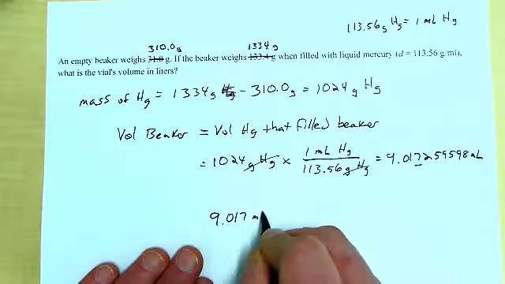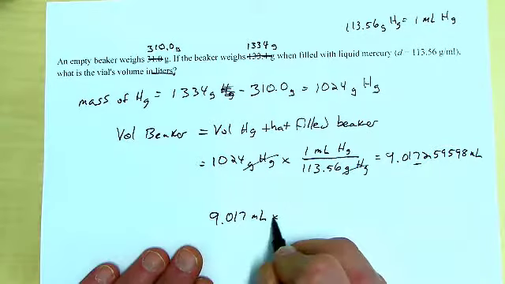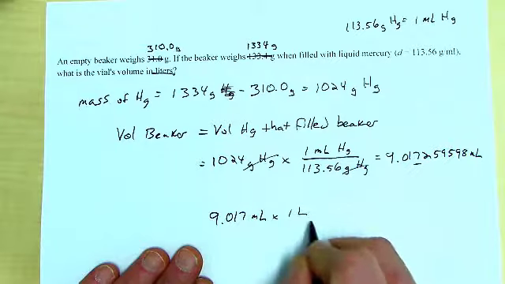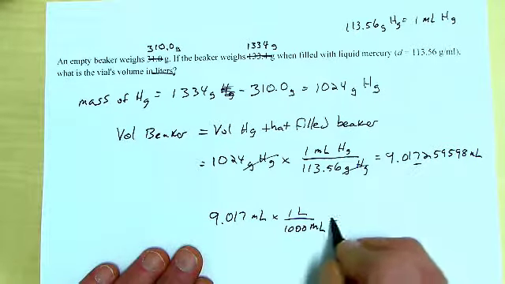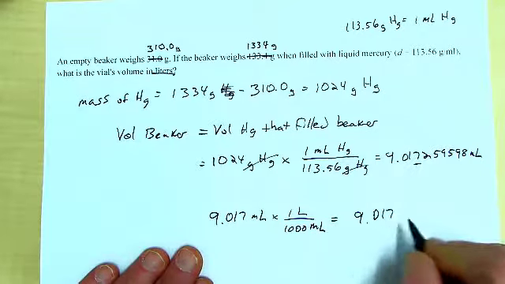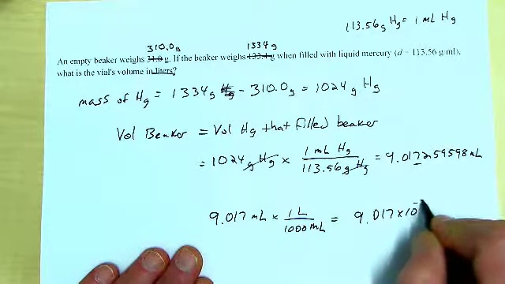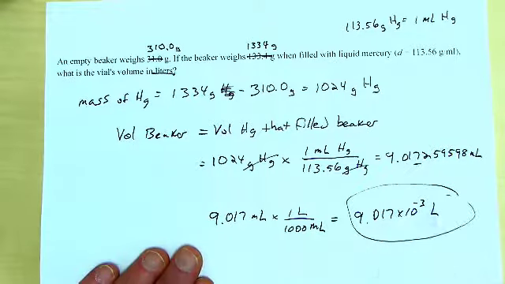And so we have 9.017 mL. But the question asks for liters, so we'll multiply this by 1 liter for every 1,000 milliliters, and we get 9.017 times 10 to the negative 3 liters. And that's our final answer.